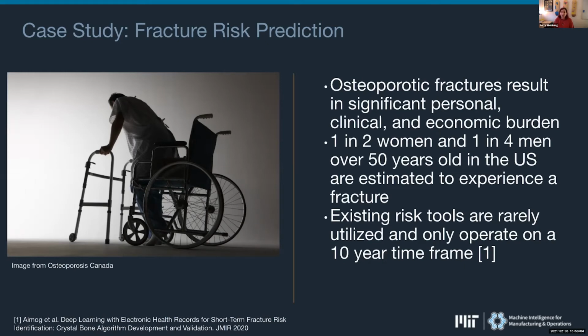And then also operating on a 10-year time frame, it's not actionable. If you say, oh, my risk of having a hip fracture in the next 10 years is 10%, I'm like, oh, only 10%? I'm good. I don't have to do anything. And so being able to understand people's risk in the next 2 years is really important.